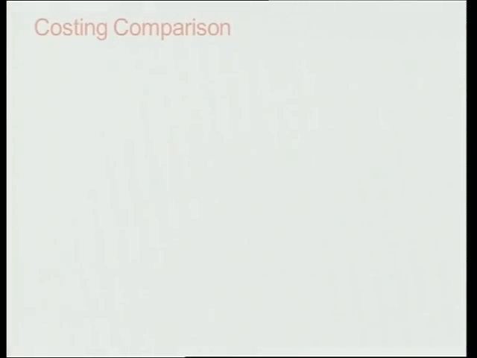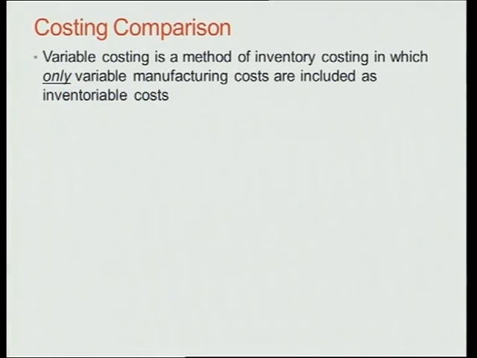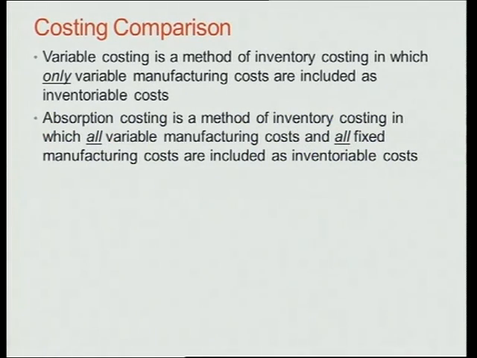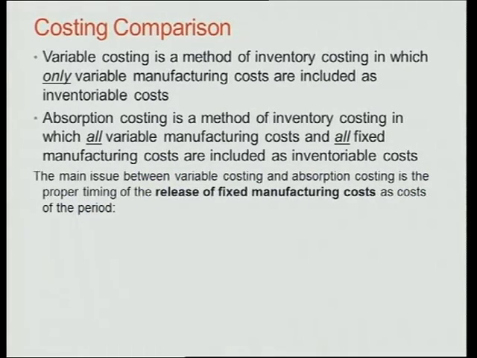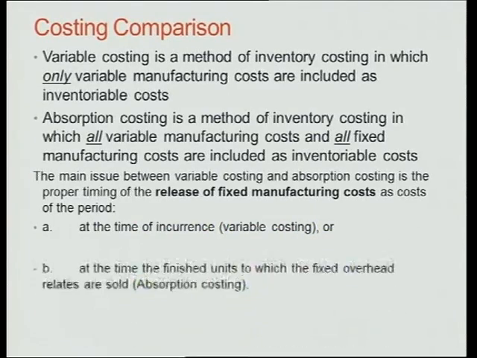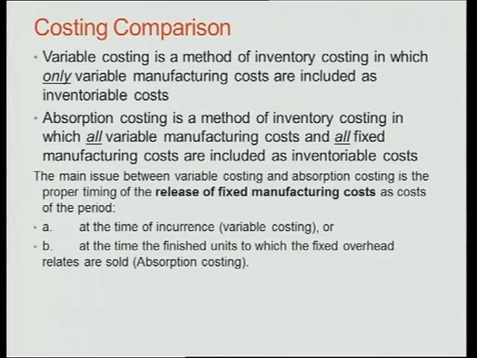If we go to the next slide, we have to compare them. So variable costing, just to confirm, is a method of inventory costing in which only variable manufacturing costs are included as inventoriable costs. Absorption costing is a method of inventory costing in which all variable manufacturing costs and all fixed manufacturing costs are included as inventoriable costs. The main issue between variable costing and absorption costing is the proper timing of the release of fixed manufacturing costs as costs of the period, at the time of incurrence or at the time the finished units to which the fixed overhead relates are sold. That would be absorption costing.